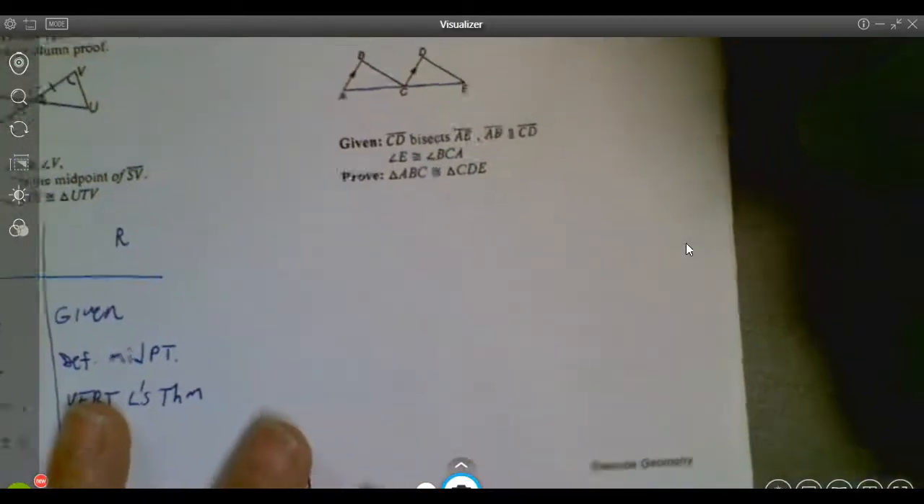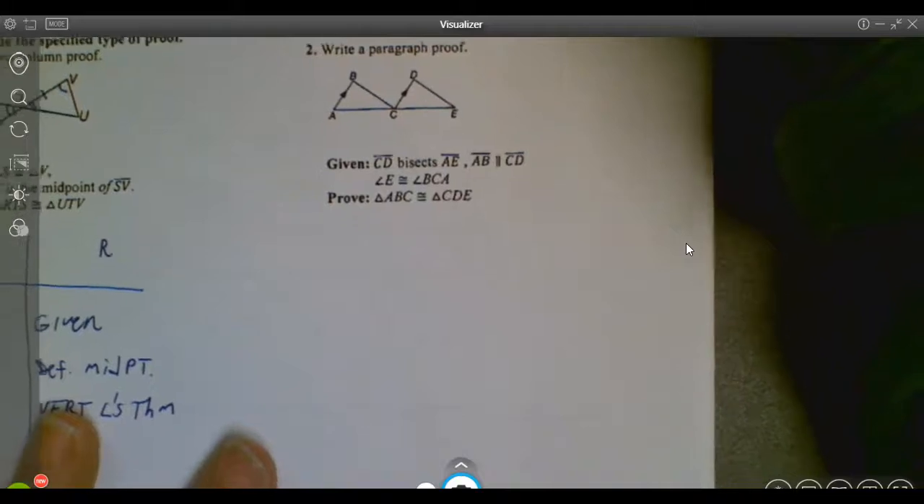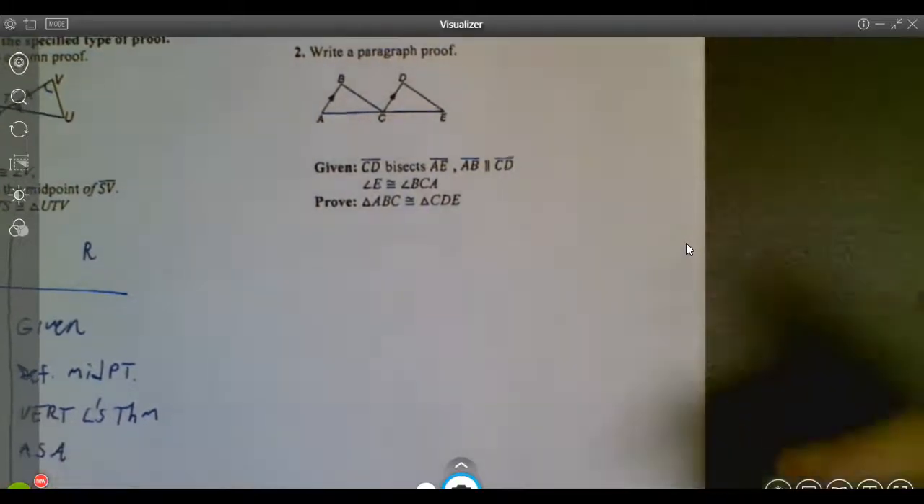So let's take a look at this one. Again, we're not going to do a paragraph proof. You're always going to set these up as a 2-column proof.